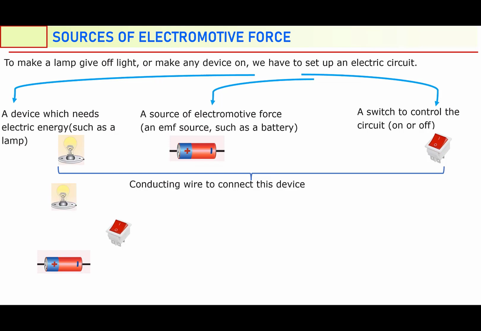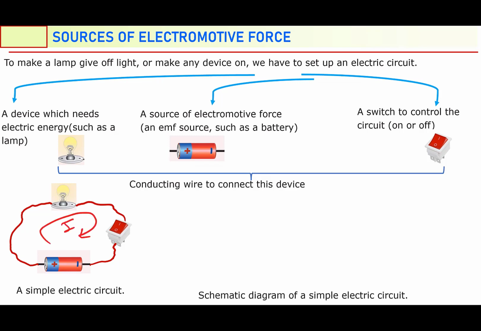So then I'm going to connect them by using a conducting wire. I will connect one end of the battery to the lamp, the other end of the battery to the switch, and the other end of the switch to the lamp. This connection is known as a simple electric circuit. When you turn the switch from 0 to 1, the lamp will start giving light.